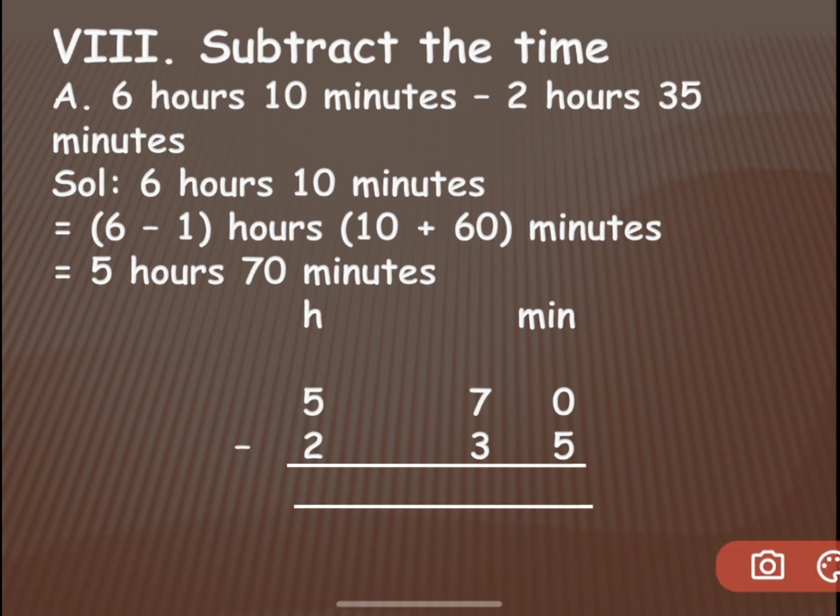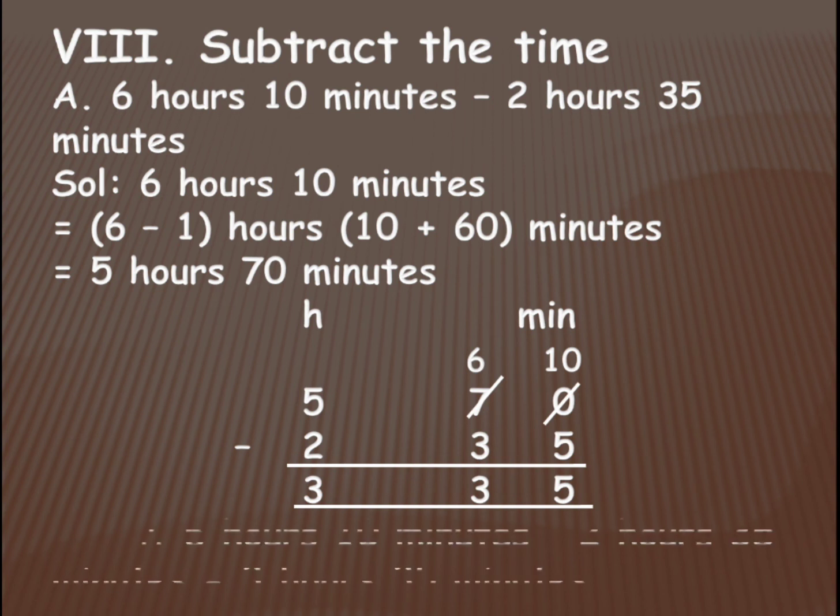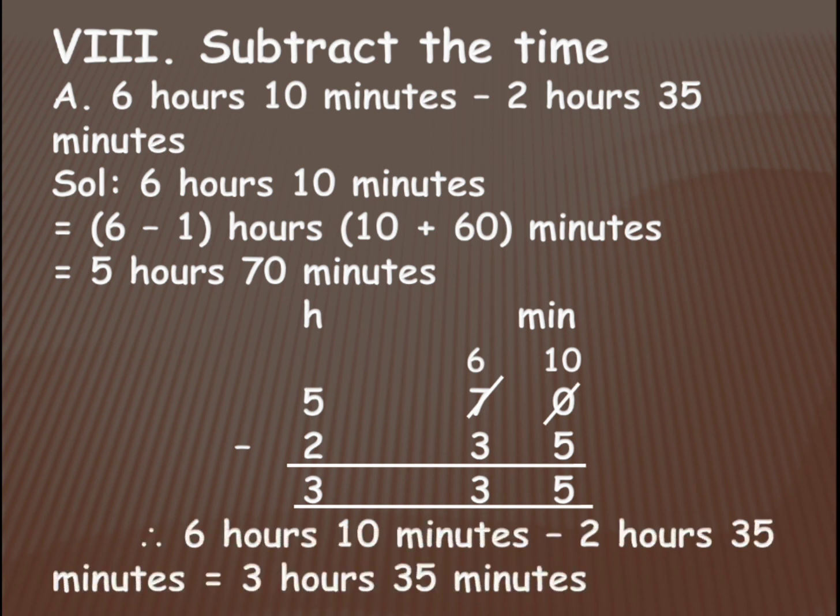Now what you can do, 0 minus 5 you can't do, so you will borrow. Here it becomes 6, here it becomes 10. So 10 minus 5 becomes 5, 6 minus 3 becomes 3, 5 minus 2 becomes 3. So that is 3 hours 35 minutes. So in this way, you need to do the subtraction. Okay, children, finally what you will write, 6 hours 10 minutes minus 2 hours 35 minutes is equal to 3 hours 35 minutes. Okay, so in this way you need to do.